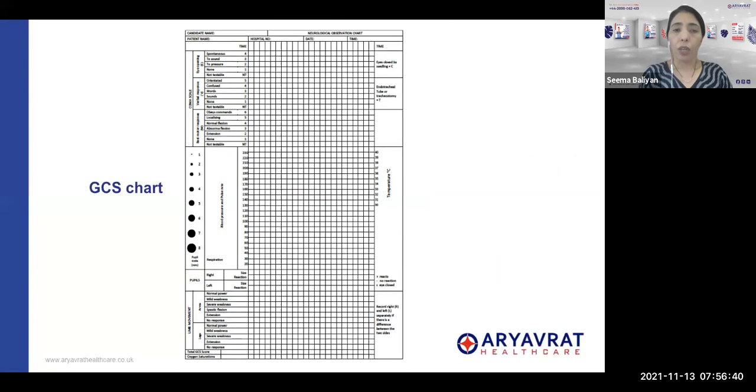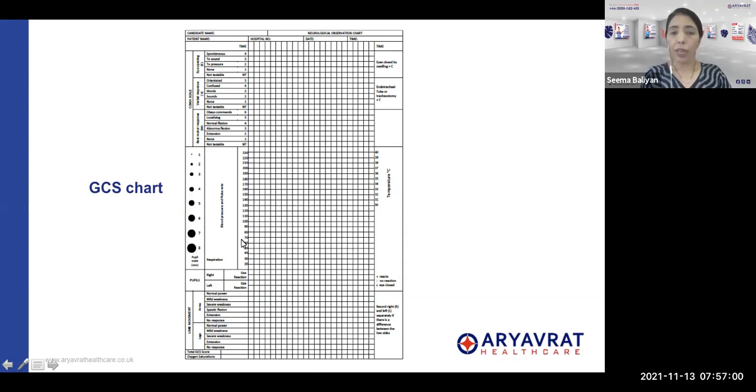So this is how a GCS chart looks like. In the GCS chart, you will also need to complete a GCS score by asking various questions of the patient and come up with a GCS score. I'm sure that all of you would have done it at some point in your professional life, so I'm not going to go into much detail of that one.